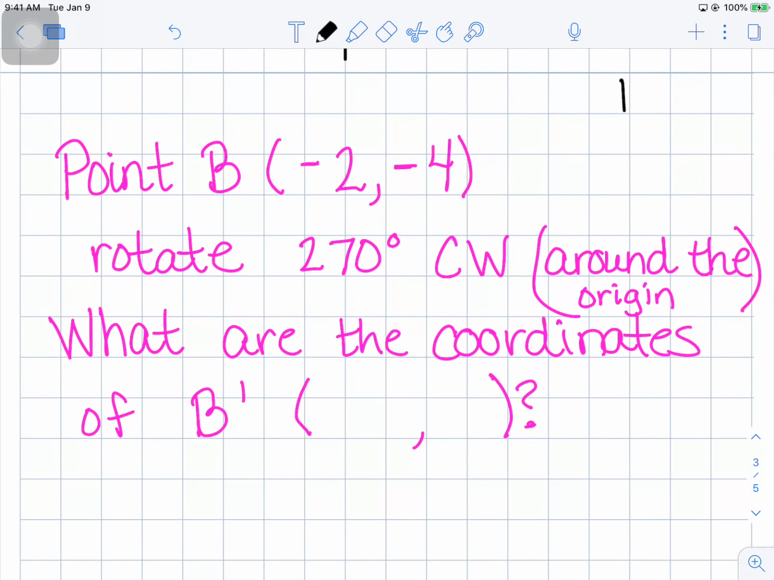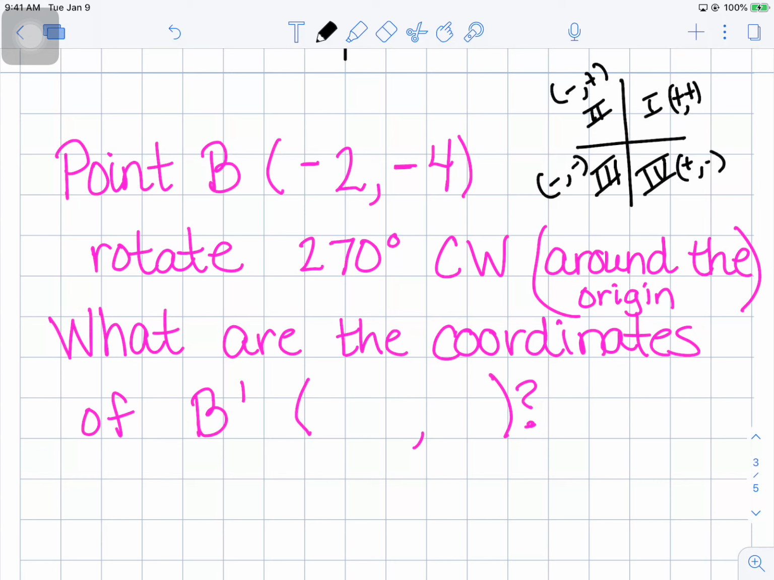So if we think about our quadrant plane, 1, 2, 3, 4. We know this is plus plus. We know this is negative plus. This one is negative negative. And this one is plus negative for our signs. So if we start with a negative negative, we're starting in 3. So we're going to be starting in this section here.